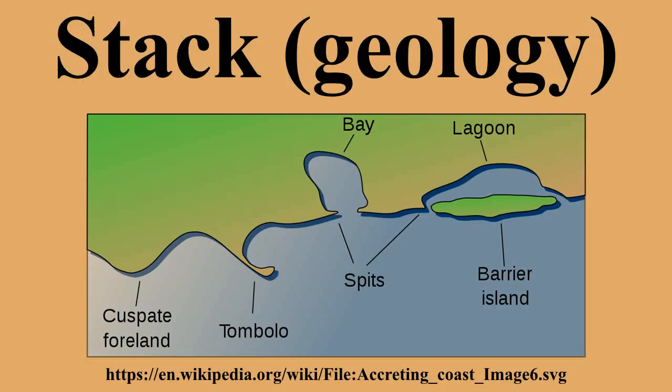A sea stack is a geological landform consisting of a steep and often vertical column or columns of rock in the sea near a coast, formed by wave erosion. Stacks are formed over time by wind and water processes of coastal geomorphology.